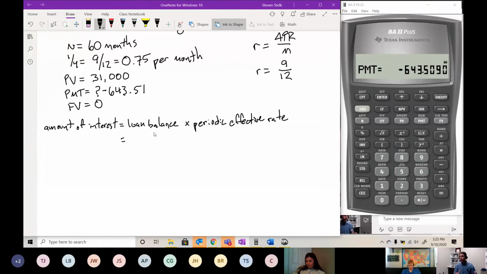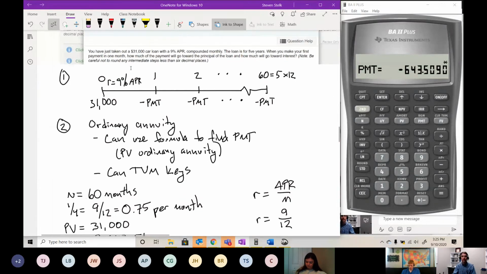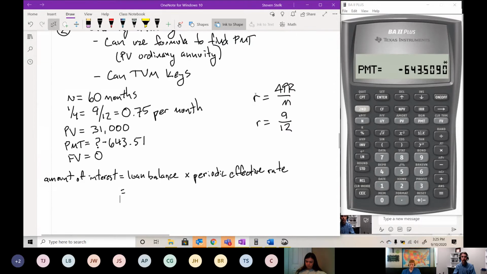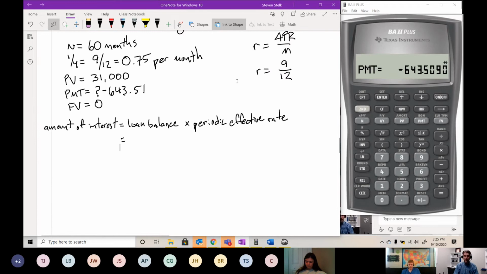All right, now our loan balance is going to change with each payment. Every payment we make is going to reduce the balance. But on this problem, it was asking for the first payment. When you make your first payment in 1 month, how much will go towards principal and how much will go towards interest? So we haven't made any payments yet. That means our loan balance, when we go to make this first payment, is still $31,000.